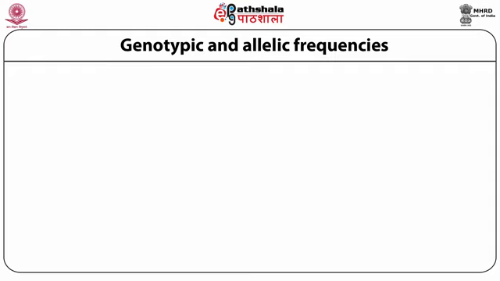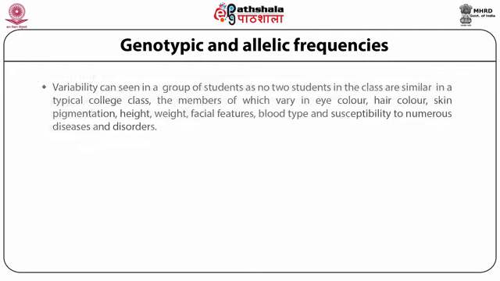An obvious and persuasive feature of life is variability. Variability can be seen in a group of students, as no two students in a class are similar. In a typical college class, the members vary in eye color, hair color, facial features, blood types, and susceptibility to numerous diseases and disorders. Humans are unique in their extensive variability, and much of this phenotypic variation is hereditary.